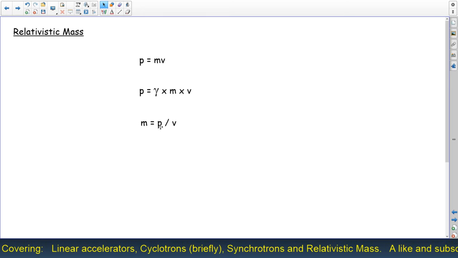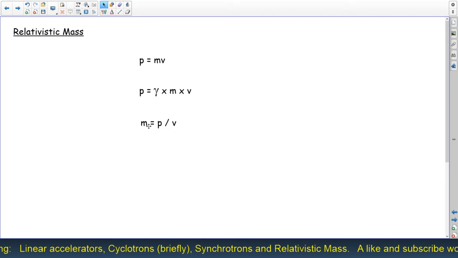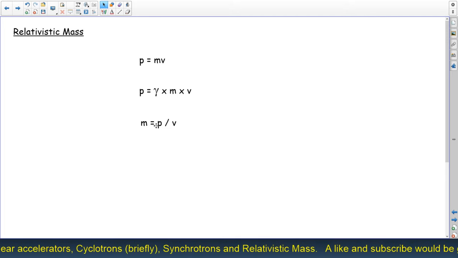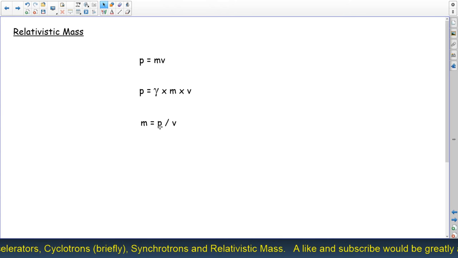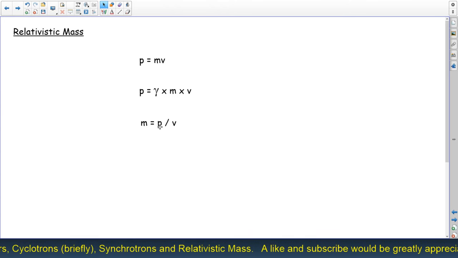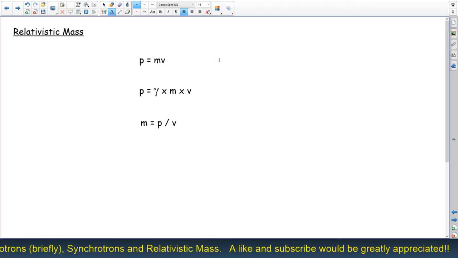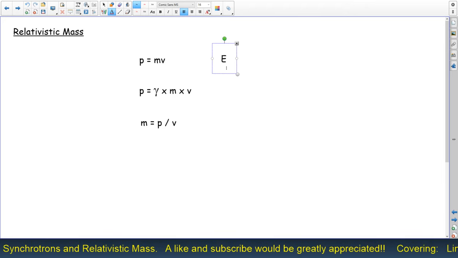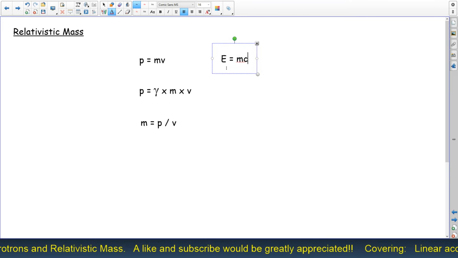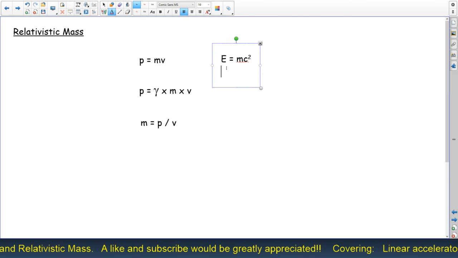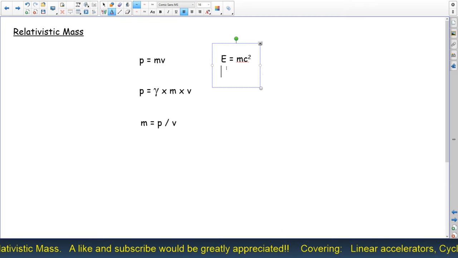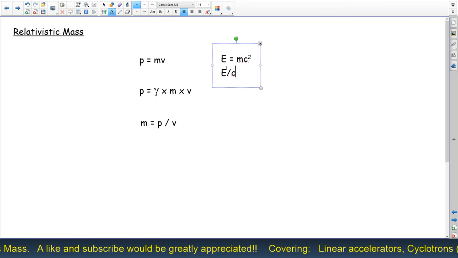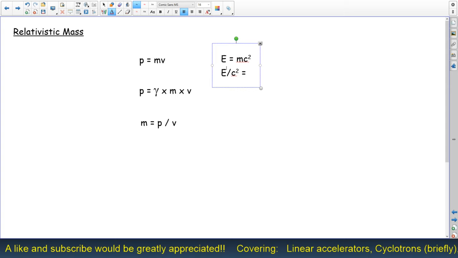Yeah, we've sort of got an idea with that. So as my mass goes up, it becomes progressively more difficult to stop me. It's actually a little bit more correct to say that your mass is actually a measurement of the energy found within you. E equals mc squared is the mass-energy equivalence, which means that E over c squared is equal to m.